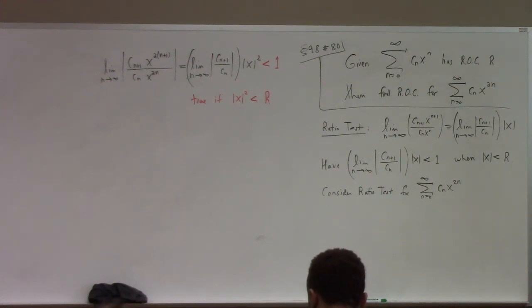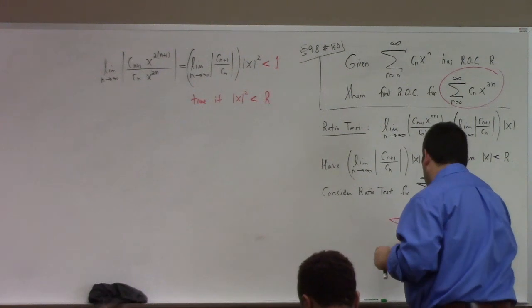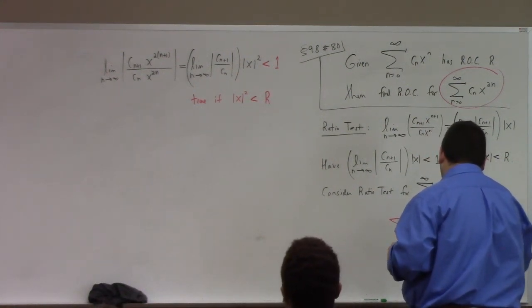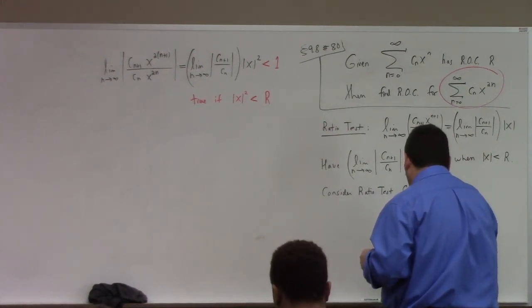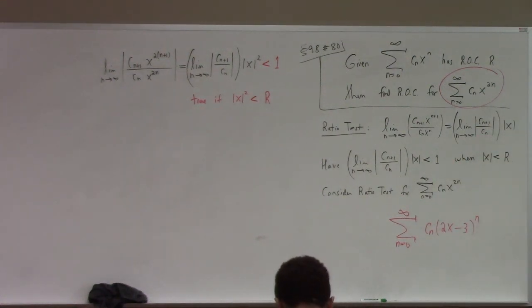What's more fun is instead of doing it like this, replace it with something like Cn times 2x minus 3 to the n. What's the radius of convergence? Or what's the interval of convergence for that, given the interval of convergence for the original one? That's a question I like to ask. If you look at my old tests, you'll find it. That should be in your homework somewhere.